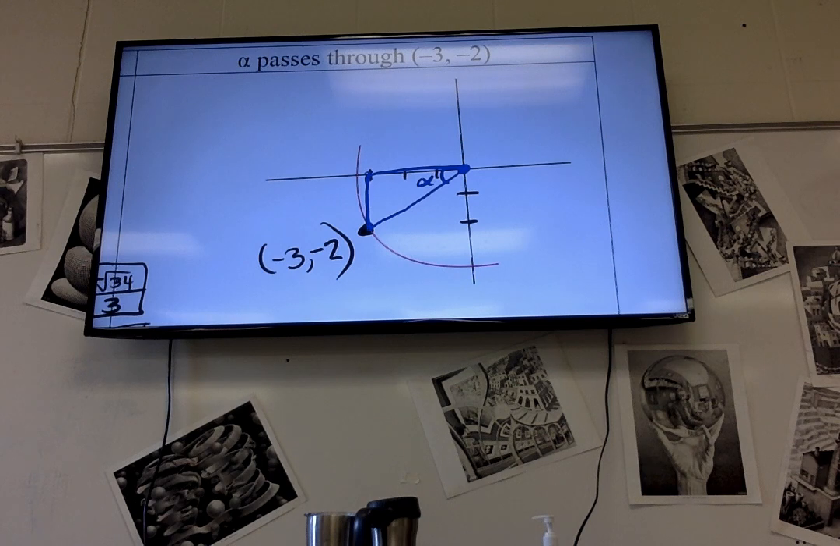So what is the length of this side? Yeah, it's 3, but I call it negative just because of the direction that I'm going. I'm going to the left on the x-axis, so that's negative. And what's the other side? Negative 2. Did you find the hypotenuse?